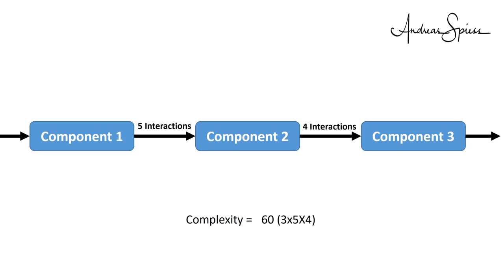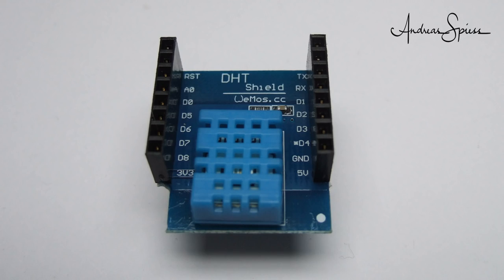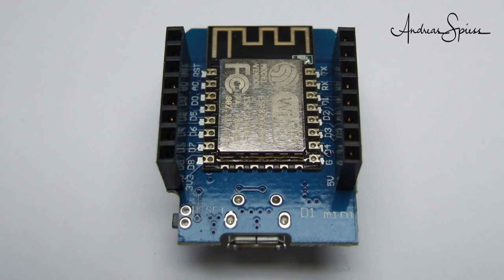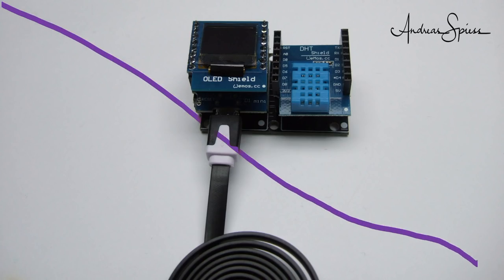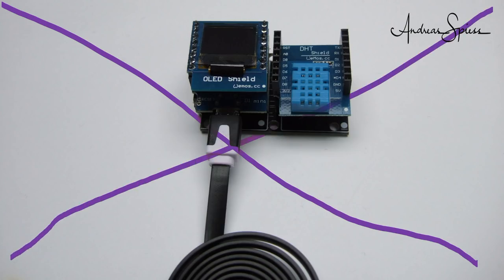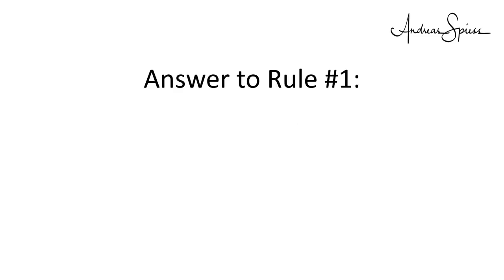Enough theory. Let us try a real life example. You build a device consisting of a DHT temperature sensor, an OLED and a WeMOS board. You followed the video, downloaded the library and the code and tried to upload it to your WeMOS board. It does not work. You did not change anything. You can now post a comment and ask me for general help. Andreas, it does not run. Please help. You can also start with rule number 1.